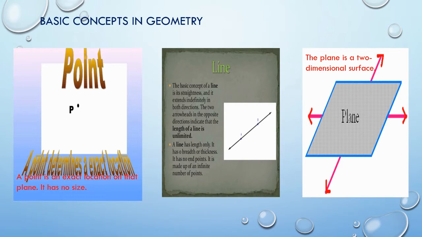Next is the line. The basic concept of a line is its straightness, and it extends indefinitely in both directions. The two arrowheads in the opposite directions indicate that the length of a line is unlimited. It has length only and no breadth or thickness. It has no endpoints. It is made up of an infinite number of points. And next is the plane. A plane is a two-dimensional surface.